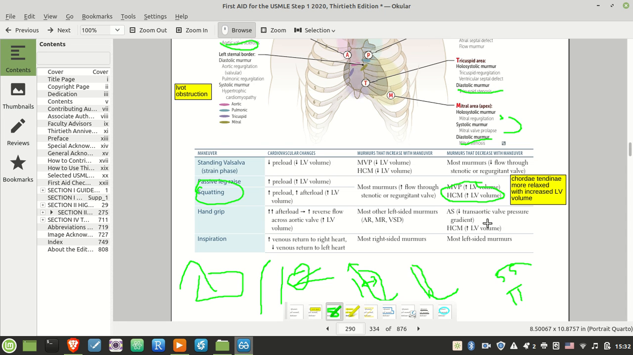This is a fantastic little thinking thing. So aortic stenosis, and they give you a hint when they say you decrease the transaortic valve pressure gradient. If you remember what afterload is, it's the resistance going against the left ventricle, right?